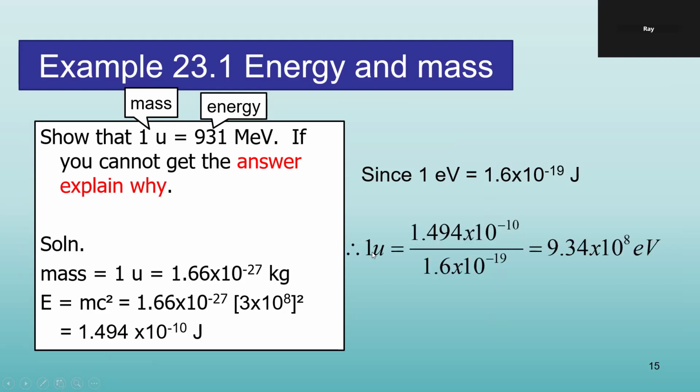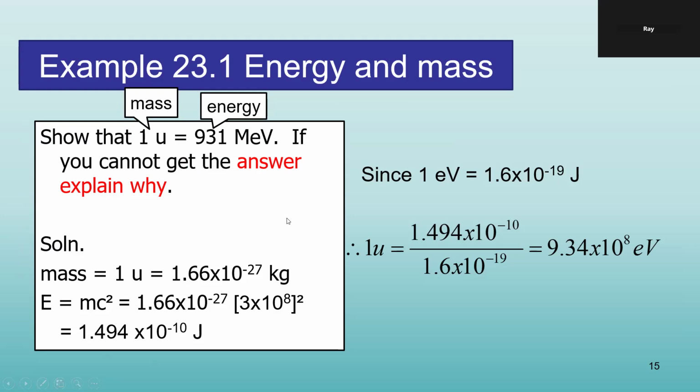So for one atomic mass unit, that's the energy. Divide by that, and we get 934 mega electron volts instead of 931. Any idea why we cannot get 931? Any suggestion? We don't get 931. We get 934. Any idea? Not sure.